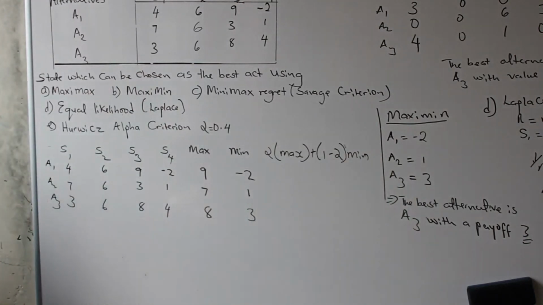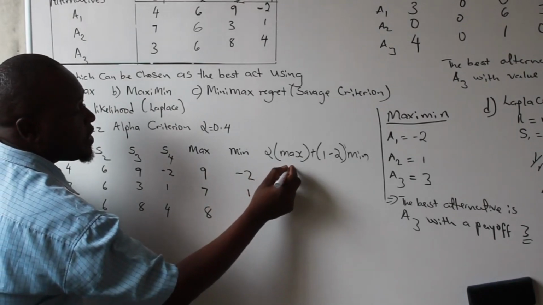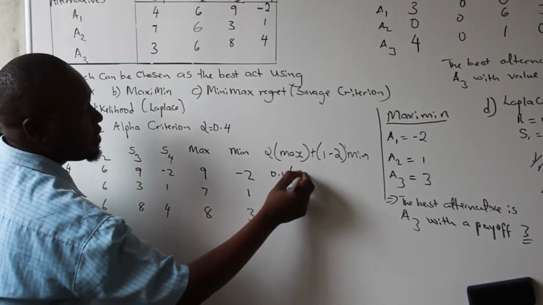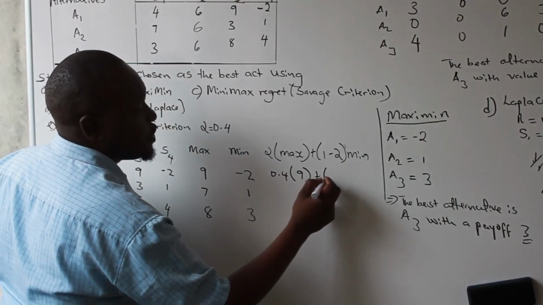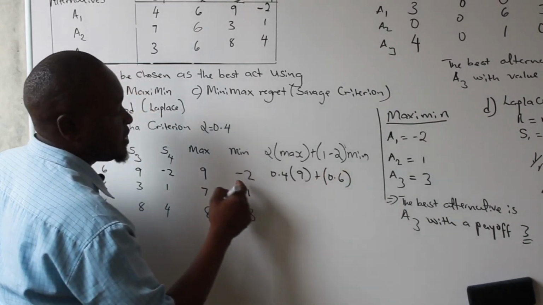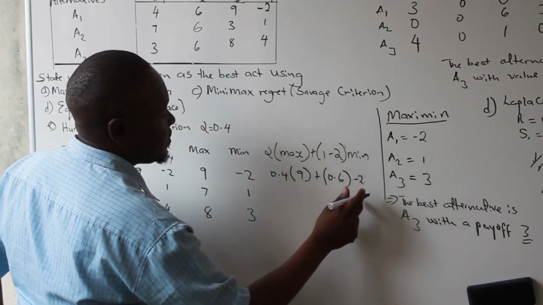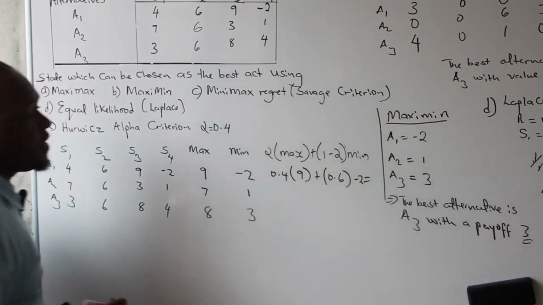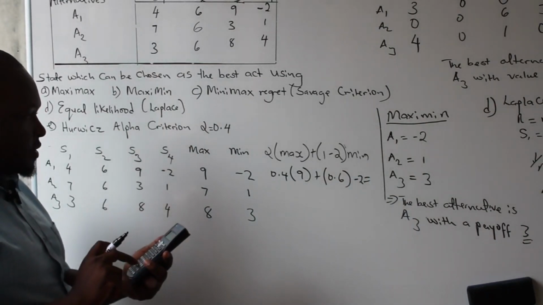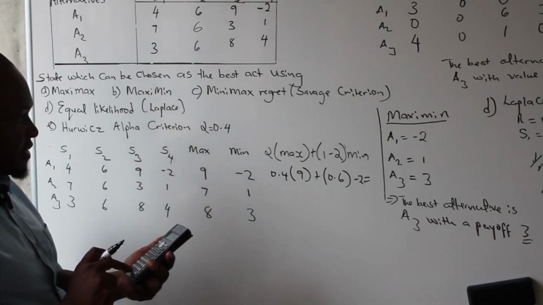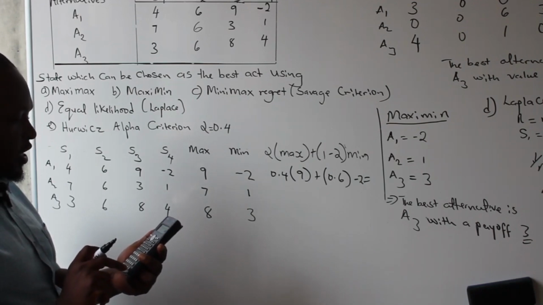Here you say the alpha under A1 is 0.4. The maximum value there was 9, plus 1 minus 0.4, which is 0.6, times the minimum value, which is -2. What do you get as the answer? Let's use our calculator, 0.4 times 9 plus 0.6 times -2. What do you get?